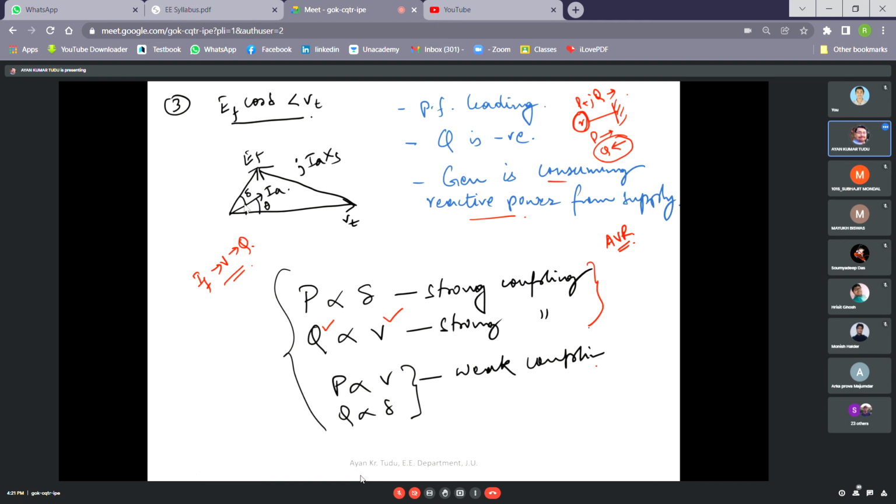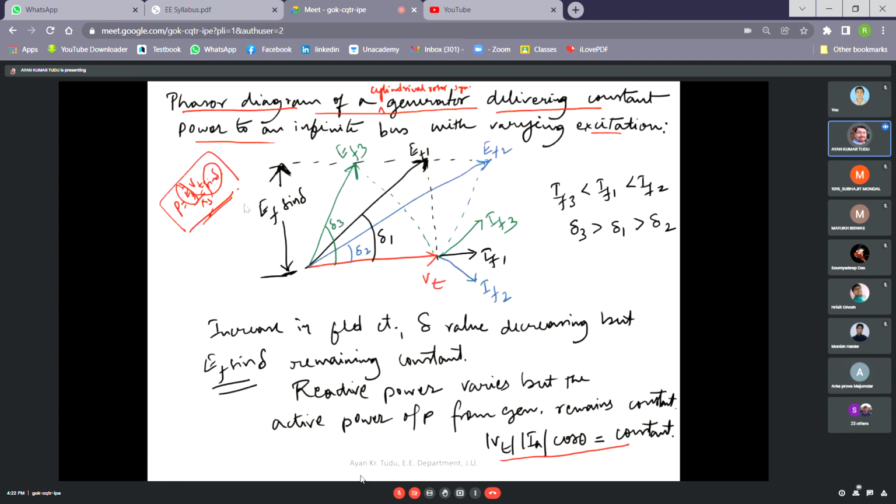It is increasing. We can see this more clearly from this picture: when the current is decreasing, the delta value is increasing, so delta 3 is greater than delta 2. Notice that EF2 is basically the over excited condition, and EF3 is basically the under excited condition. So as the field current is reducing, the power factor is going from lagging to leading, and the delta value is also increasing.